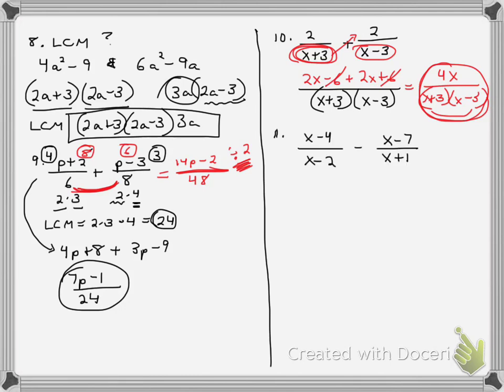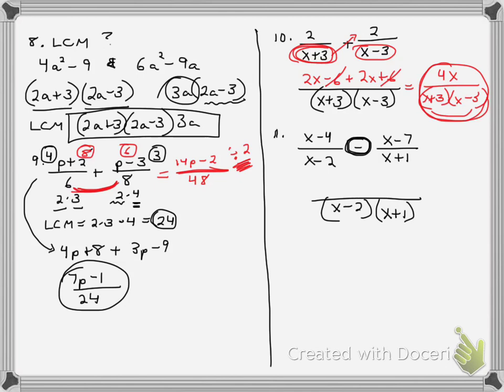Now my least common denominator here will be x minus 2 times x plus 1. I'll tell you right now where the danger point is. The danger point is having a minus sign before that. So go ahead and write out my partials before I FOIL, okay?